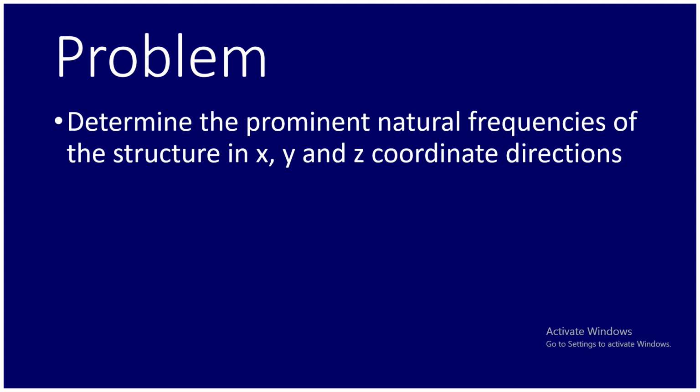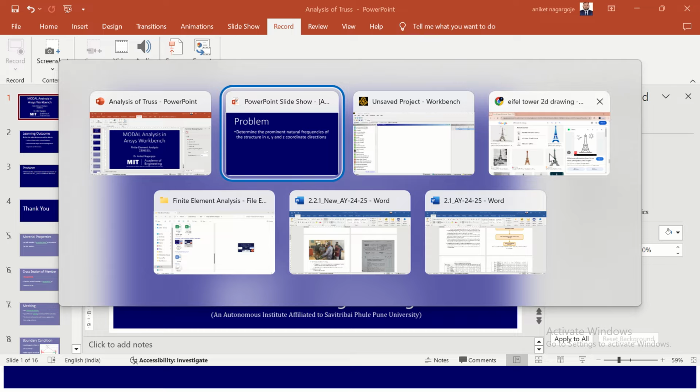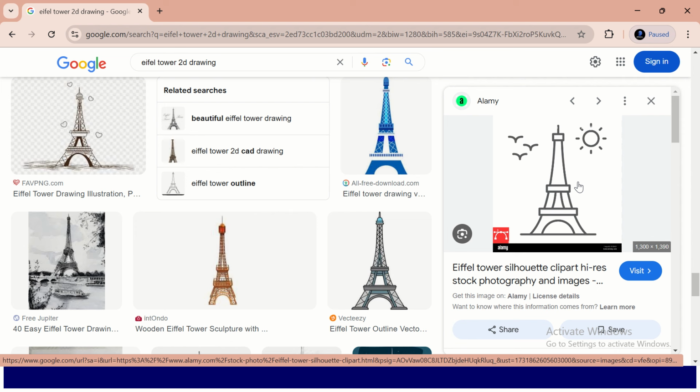We have to determine the prominent natural frequencies of the structure in x, y, and z coordinate directions. So the geometry or the structure we are going to consider for this analysis is the Eiffel Tower. We are going to construct a 2D sketch of the Eiffel Tower and will prepare a square cross section for the Eiffel Tower links, and then we'll perform the modal analysis or natural frequency analysis for this type of structure. Okay, so let's move to the workbench.